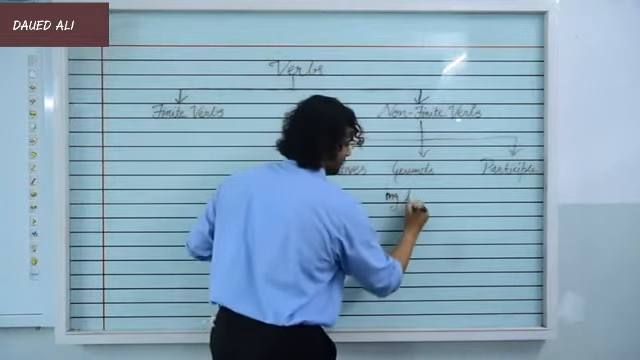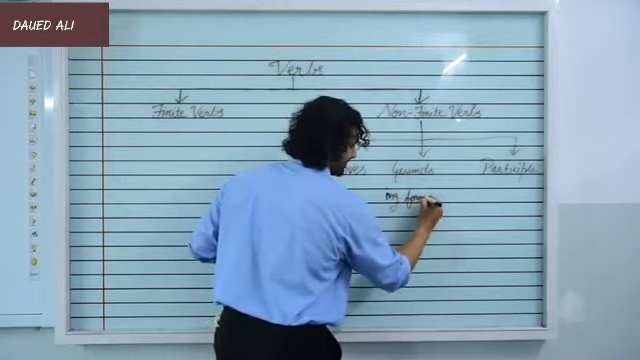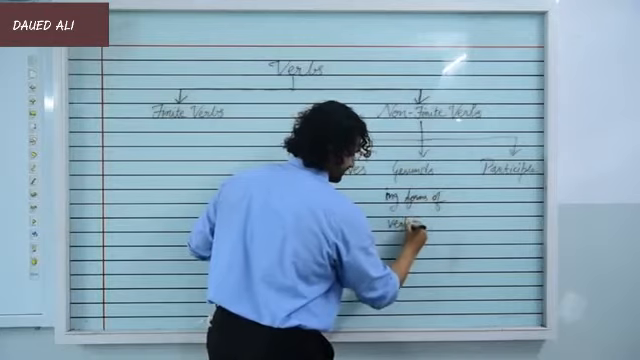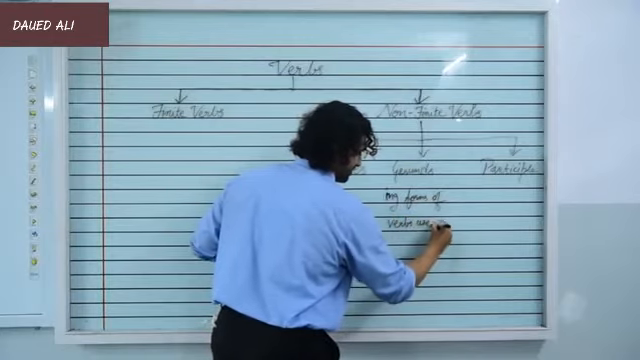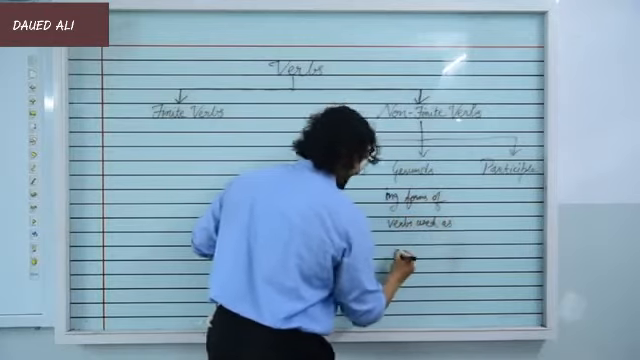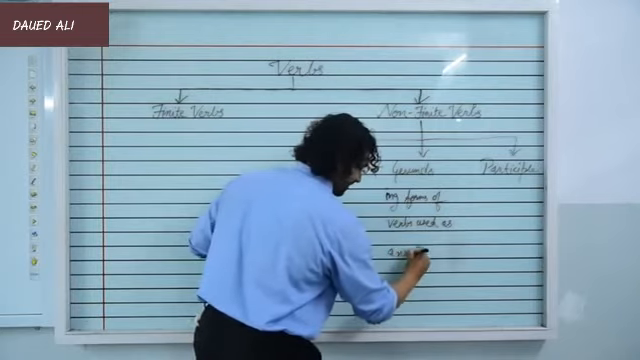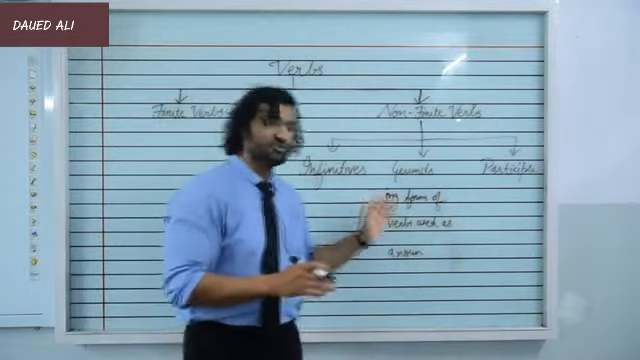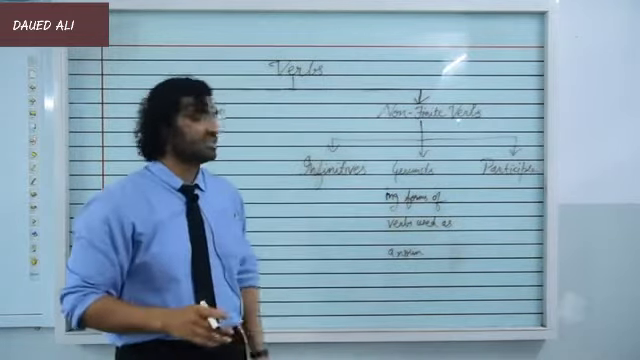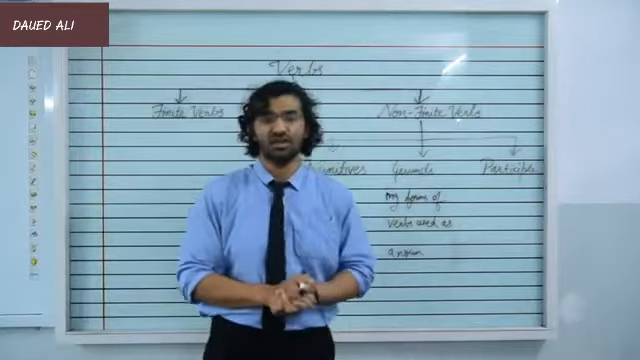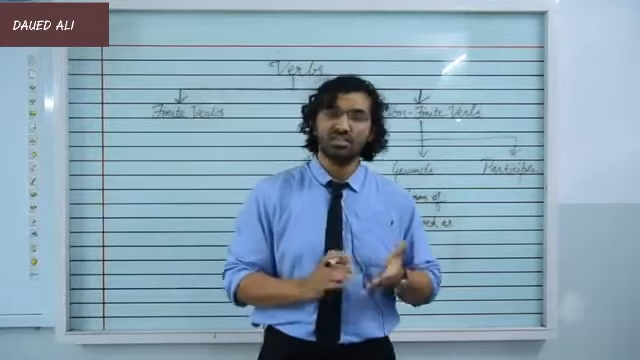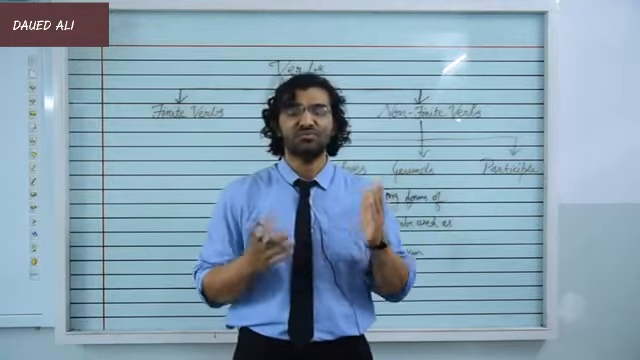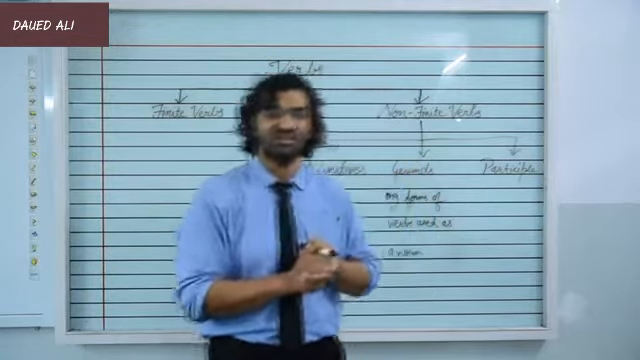ing forms of verbs used as a noun. When ing forms of verbs are used as a noun, they are gerunds. Painting is a good habit. Singing is his favorite hobby. So when ing forms of verbs are used as a noun, they are known as gerunds.